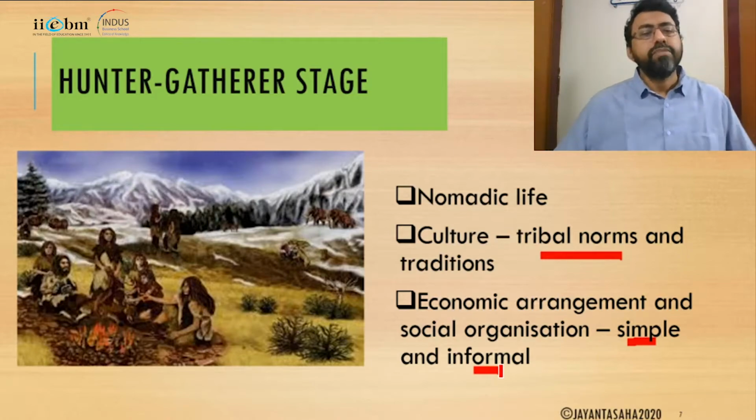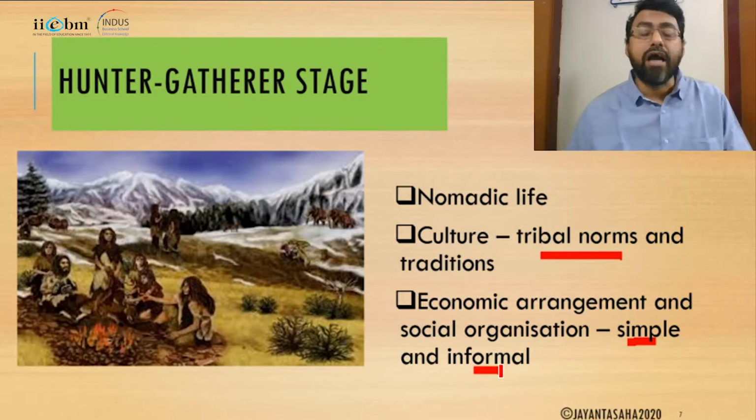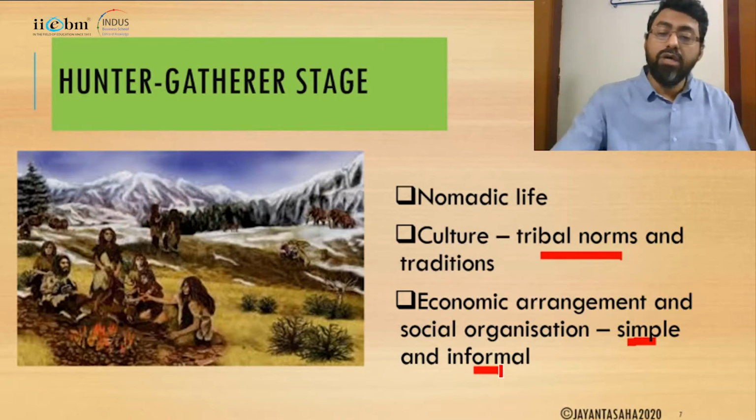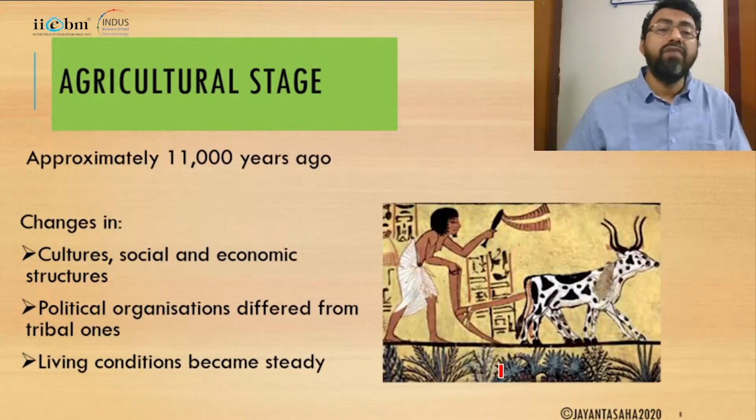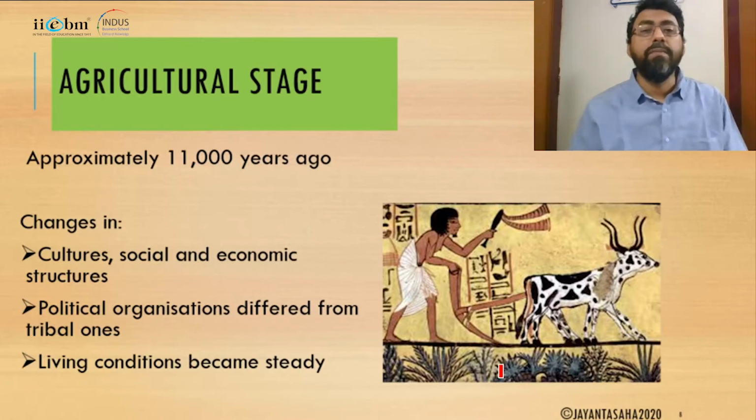Okay. So from the hunter-gatherer stage, human beings start moving on to what is known as the agricultural stage. So how does this come about? About 11,000 years ago, approximately, there was the first paradigm shift from the hunter-gatherer stage to the agricultural stage. So what happens here?